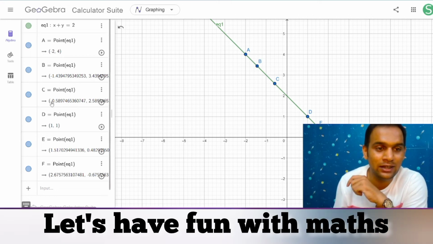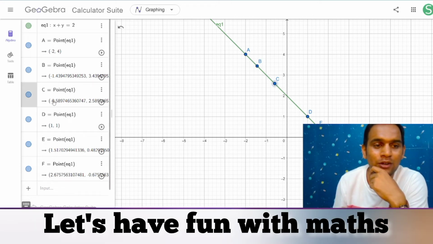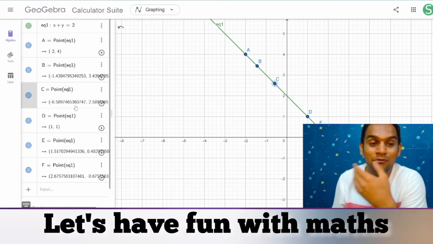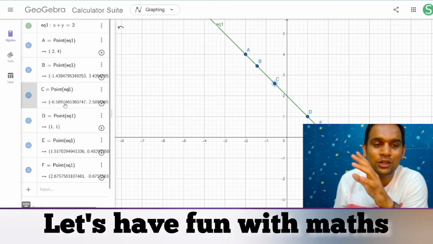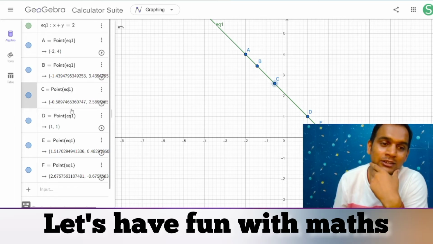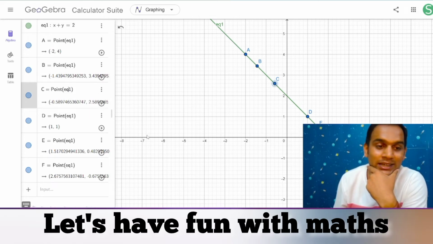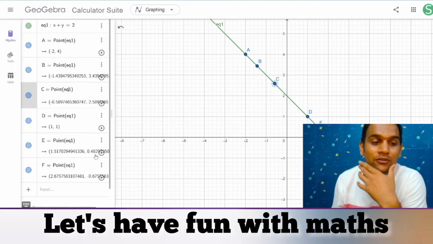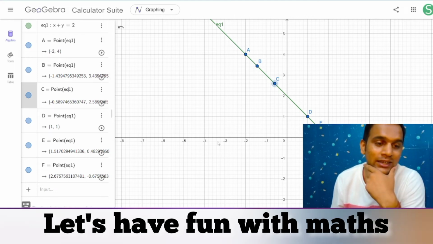As you can see, it is all written over here. I'm not reading the whole number, it's a very big decimal. I'll just read minus 0.5 plus 2.5. What will that be? It's obviously 2. Then the point D is 1 comma 1. 1 plus 1 is 2. Point E is 1.5 and 0.5. 1.5 plus 0.5 is once again 2.